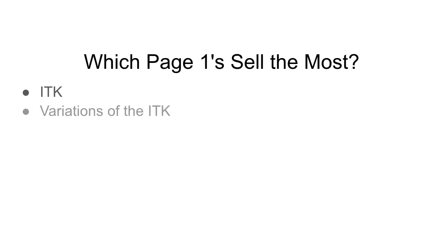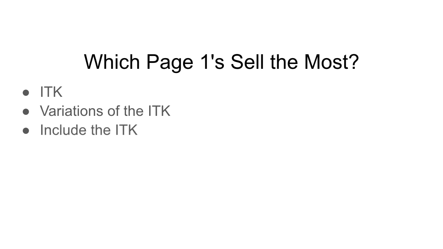Now, there are also going to be variations of the ITK, and I'm going to show you in just a minute how those variations work. But the variations of the ITK also sell a lot, and there might be some particular variation of the ITK that outsells the primary one, but that's okay. When you do this correctly, you're going to be seen on page one for not just the ITK, but also for the variations that include the ITK itself.